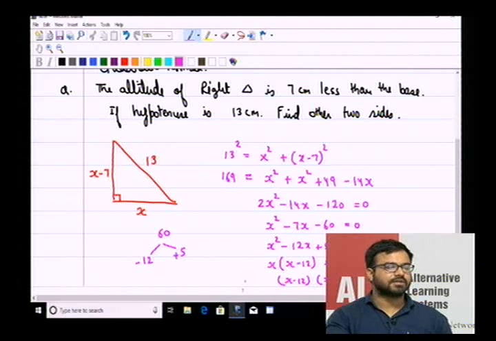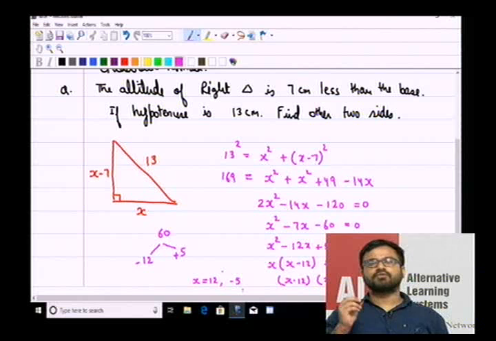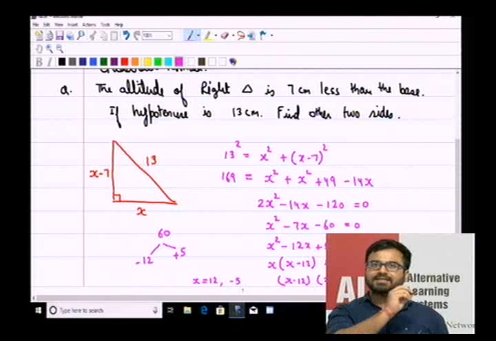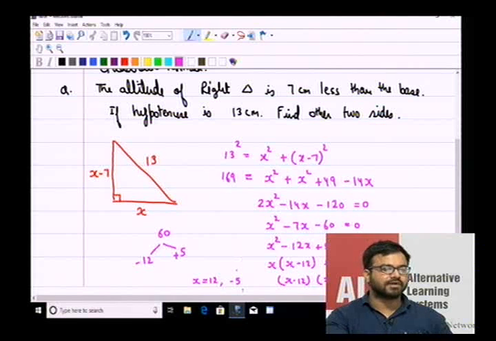Now we can see that two values we will get, x is equal to 12 and minus 5. Now we have to figure out which one we have to take. Since x represents the side over here, so minus can't be the answer. So we will reject this minus 5, we will accept this 12.